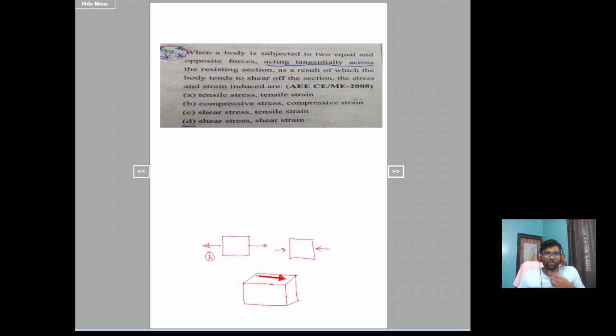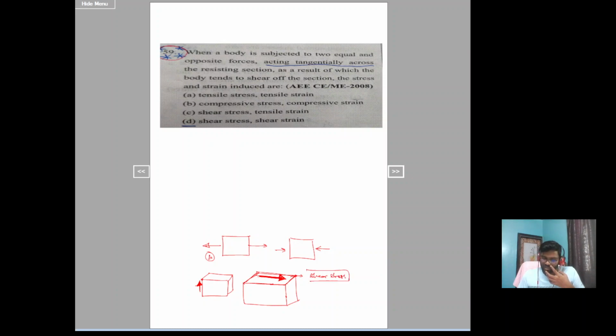So acting tangentially across the resisting section. Okay, across the resisting section. This is the resisting section. Across the resisting section in the sense this is the resisting section. You can take it like this also. If you consider this one, you can say like this also. It doesn't mean it's acting tangentially with respect to the resisting section. So what is this? This is the example of shear stress.